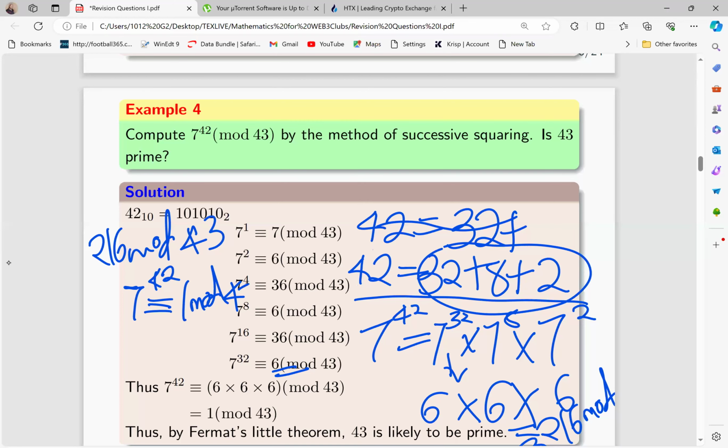And then we all remember Fermat's theorem that says that a power m minus 1 is congruent to 1 mod m. And here our m is 43, and our a is 7. One of the ways of testing for primality is using Fermat's theorem. So here, does this satisfy our test? Yes, it does. Therefore, it is likely to be a prime number.